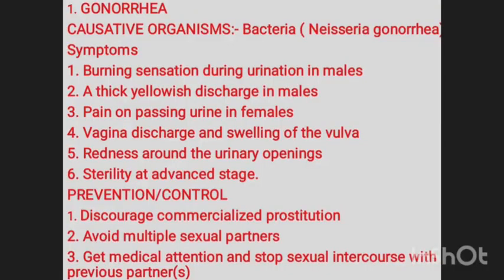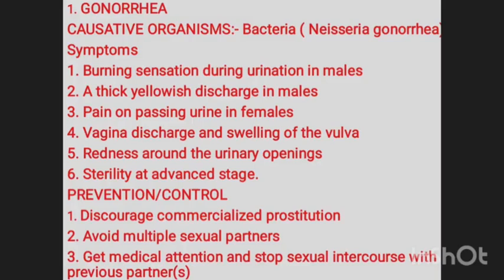Let's look at the first example we have here, gonorrhea. The causative organism of gonorrhea is a bacteria called Neisseria gonorrhoeae. This organism is the one responsible for the cause of gonorrhea. Let's look at the symptoms of gonorrhea.